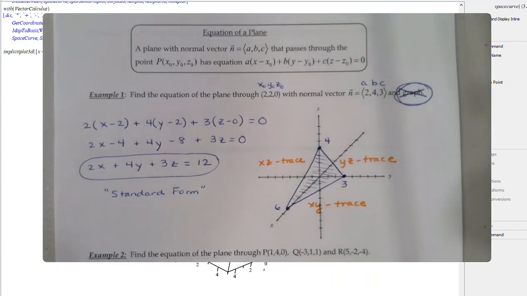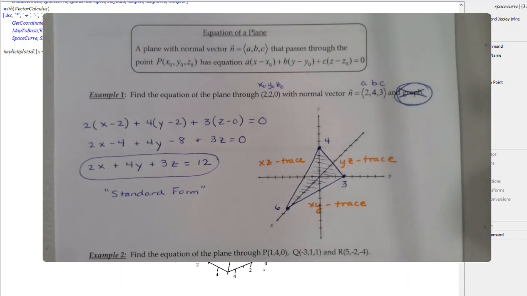So by graphing the intercepts of each axis and the traces, you can at least get a little bit of a feel for how that plane is slanted as it cuts through space in our three-space graph. All right, let's try a few more.